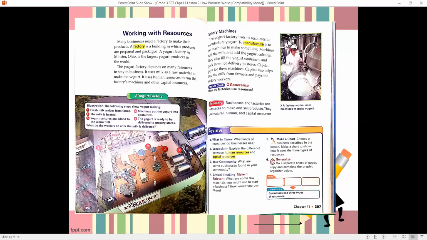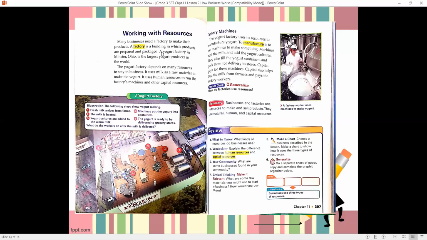And these rooms were given a label or a name: the word factory. A factory is a building in which products are prepared and packaged. In the factory today, all the products that we require are made. You go to a shop, you just say what you want, but where is it made? Where is it packed? It is packed in a factory.